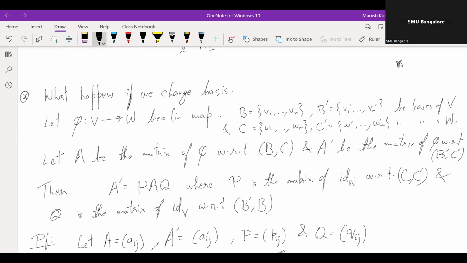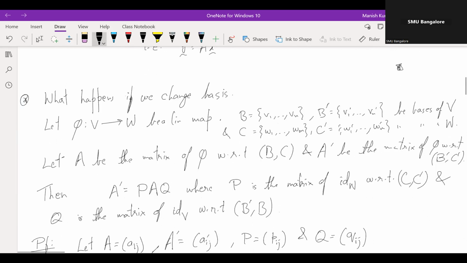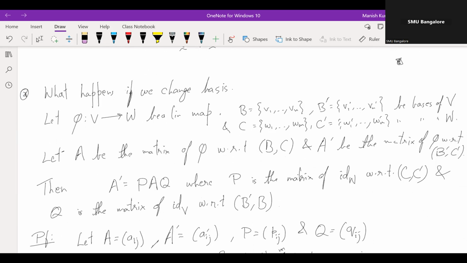P is the matrix of the identity map on W with respect to two bases for W, C and C prime. You use C for the domain and C prime for the codomain, and define the matrix for the identity. We know the formula, so to prove the statement we just have to write down all the formulas and it will come.